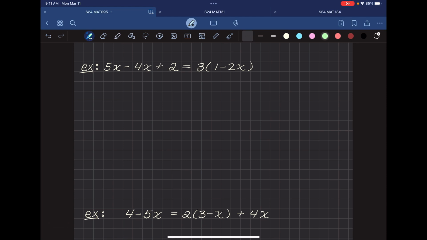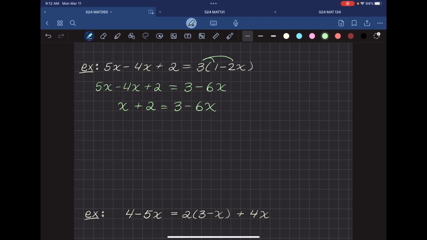So the first thing, we're going to distribute where we can. So for this one, I can distribute this 3. The left-hand side I'm going to leave alone, so I have 5x minus 4x plus 2 is equal to 3 minus 6x. The next thing, combine like terms on each individual side if you can. So we have this 5x minus 4x gives us x plus 2 equals 3 minus 6x.